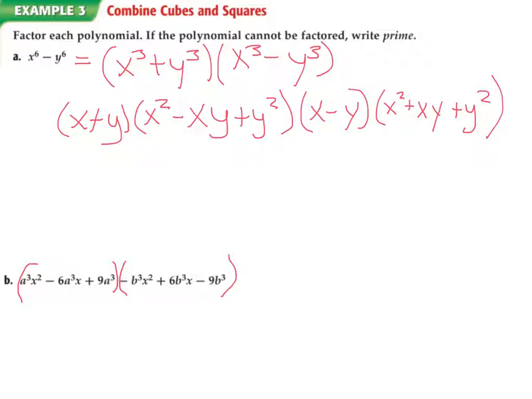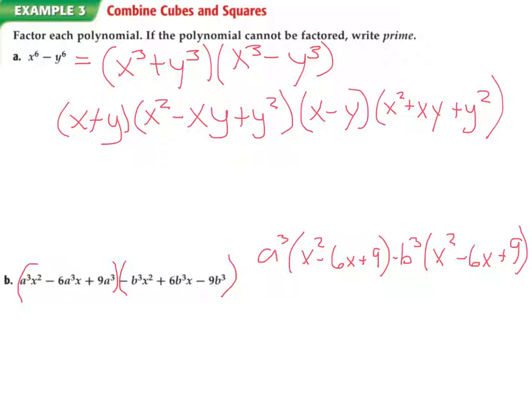And we know from our first piece we can take out an a cubed, and we're going to be left with x squared minus 6x plus 9. And from our second piece, we can take out a negative b cubed, and we're going to be left with x squared minus 6x plus 9.